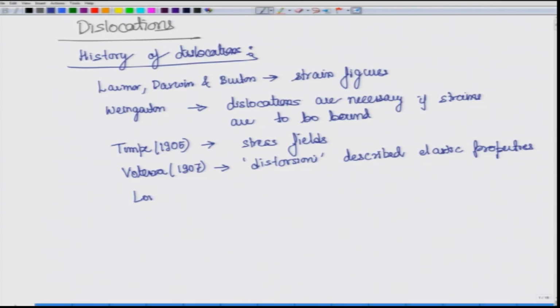Then Love, in 1920, theorized for the first time, putting together a theory for dislocations. From this stage there were several more improvements where a lot of people contributed. For example, later dislocations were distinguished from disclinations. So far, whenever people talked about these line defects, they were including both dislocation and disclination. So, at this stage, somewhere between 1920 and 1934, dislocation and disclination were distinguished.